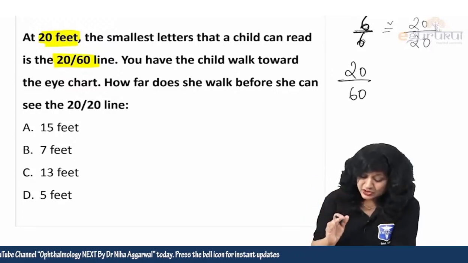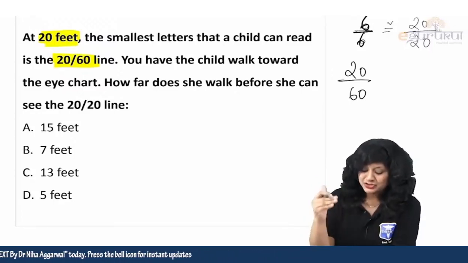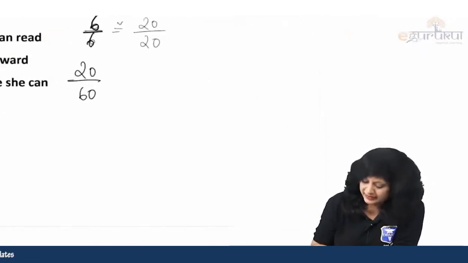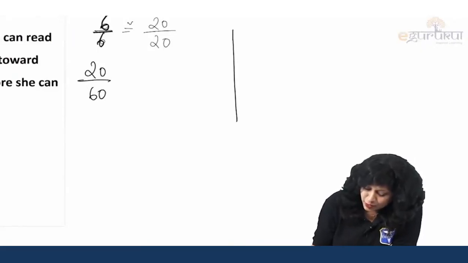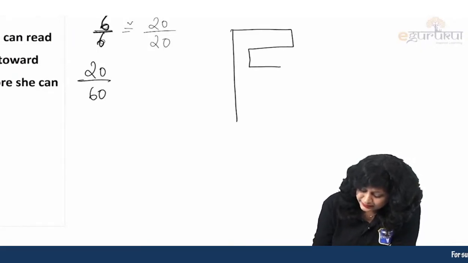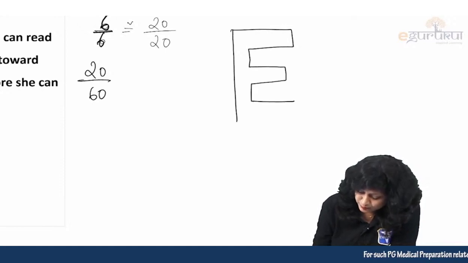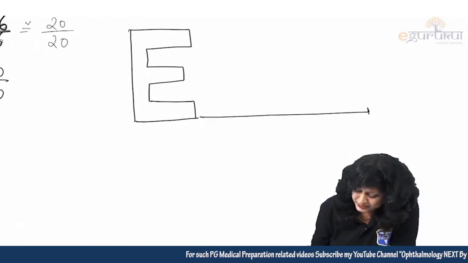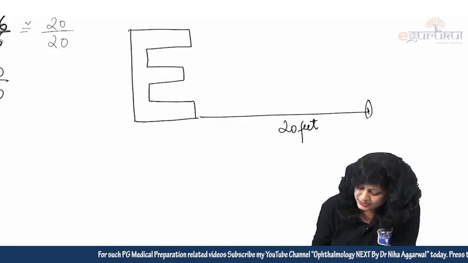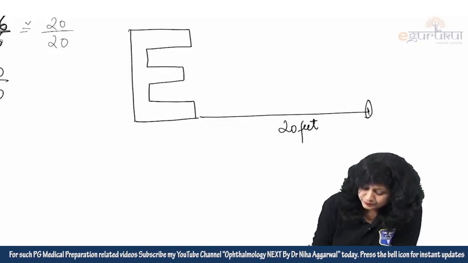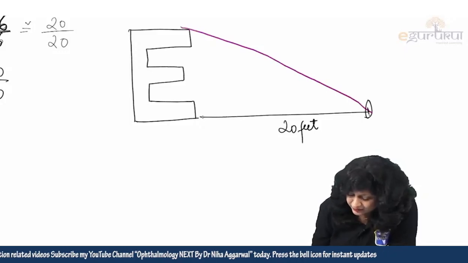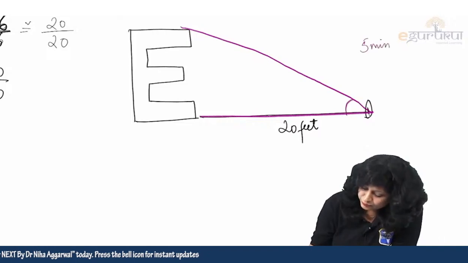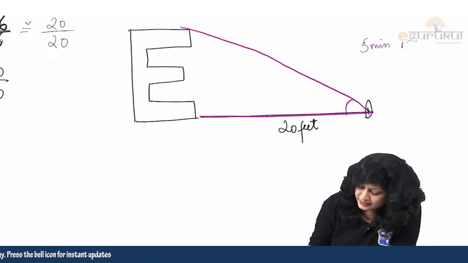Now you have the child walk towards the eye chart. How far does she walk before she can see the 20 by 20 line? Now you have to comprehend this. If you remember the concept of the Snellen's chart, take an example of the topmost letter. If the person standing at a distance of 20 feet is able to see it, then what is the angle that is going to be subtended? The angle subtended will be 5 minutes of the arc.